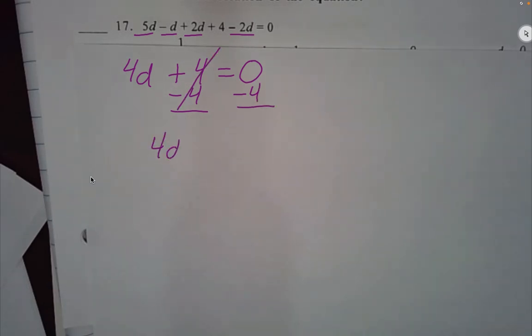So 4D equals -4. Then what do you do? Divide by 4. Divided by 4, and D is -1. There we go. Did y'all get that one? No? No?